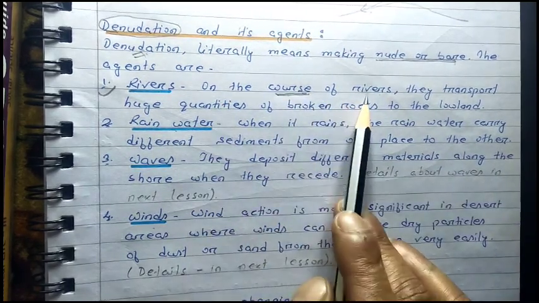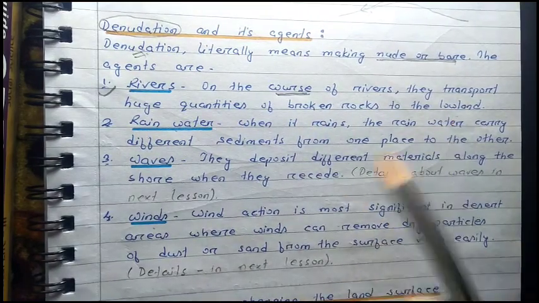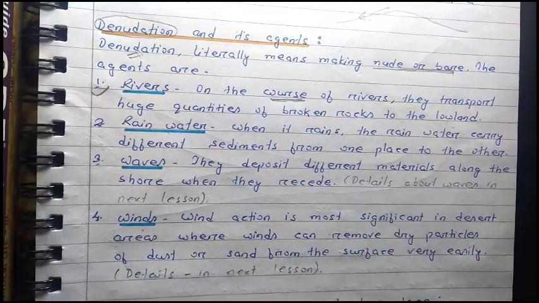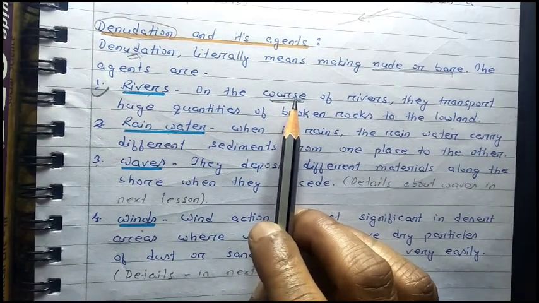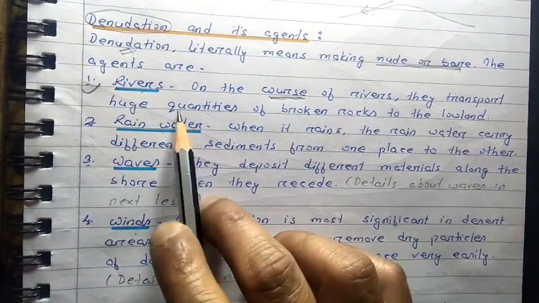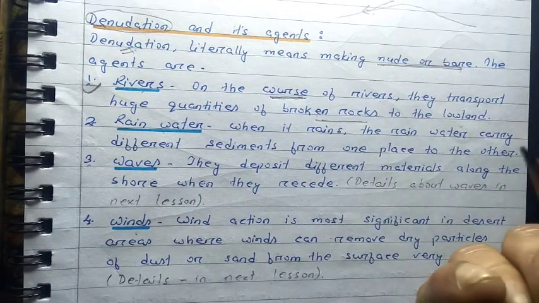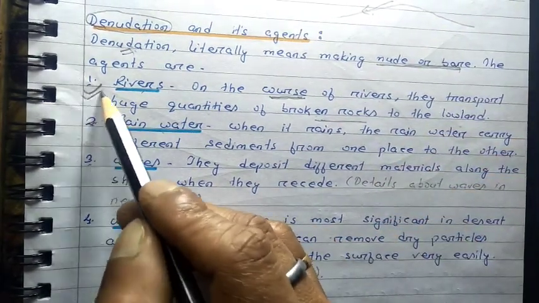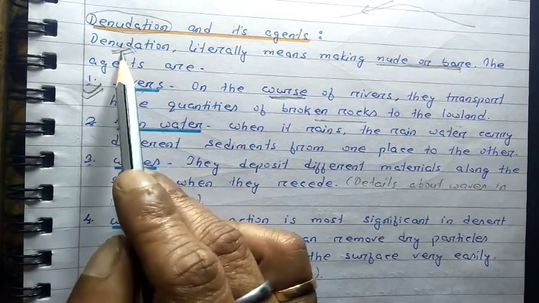So on this course, rivers transport huge quantities of broken rocks to the lowland. In simple sense, we can say rivers have got three stages. When the rivers start their journey from the mountains, they carry the broken rocks, they carry soil, and they deposit all these things from the mountainous region in the plain regions. So rivers also work as an agent of denudation.